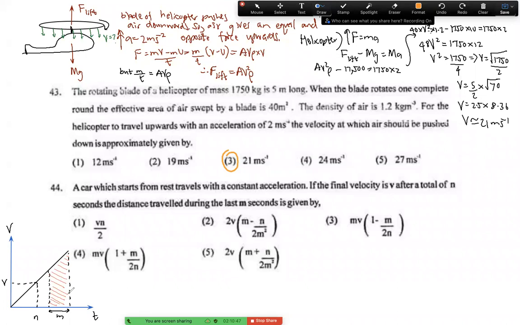So m is there, and I need these two values. I don't know where m starts, right? One thing we can say for sure is that the acceleration can be directly found. How? When you apply v equal to u plus at, final velocity v, initial velocity is 0, acceleration a into time n. So acceleration is equal to v over n. Distance traveled during the last m seconds, I need these two values.